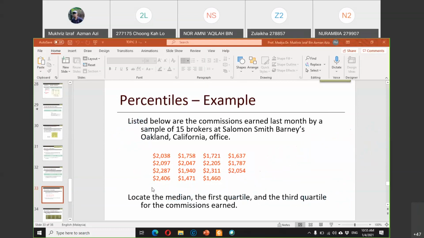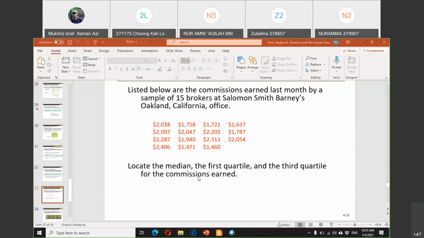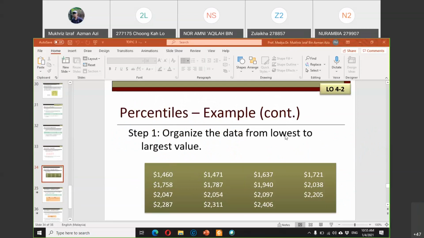So using this simple example here, what you do is just arrange, organize from the lowest to the largest value. Of course, this can be done automatically in Excel. When you key in your data, you can highlight your data and just select the quartile. There is a command straight away to obtain this in Excel. But for the manual process, you need to understand how this is done first before you can use computer software to calculate this.